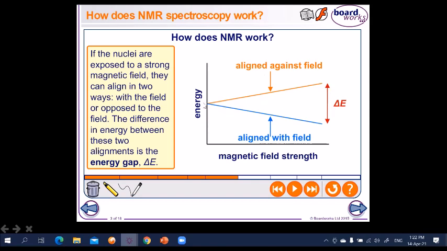Now, there will be another diagram from your IB chemistry textbook that we'll be looking at in a different PowerPoint later. That would be more useful for your exam. This is a very generalized diagram of the energy levels of your nuclei that are with or against the magnetic field.